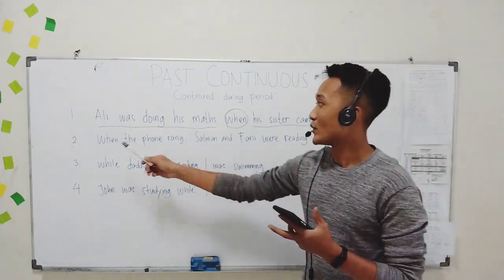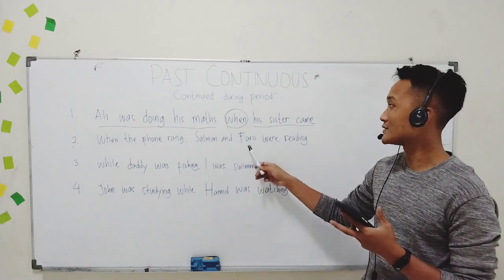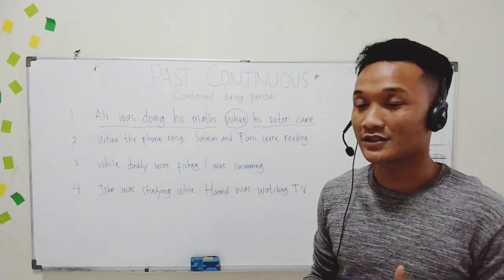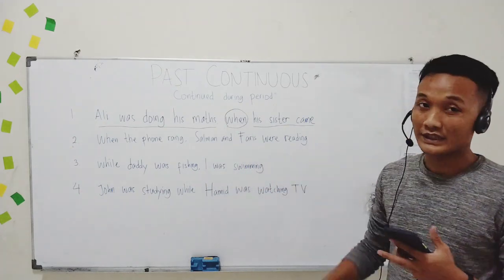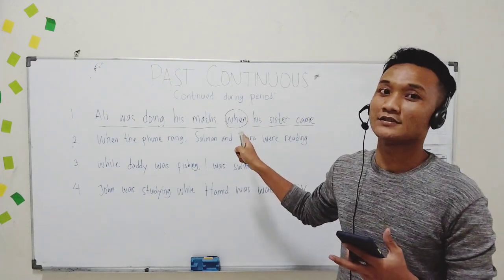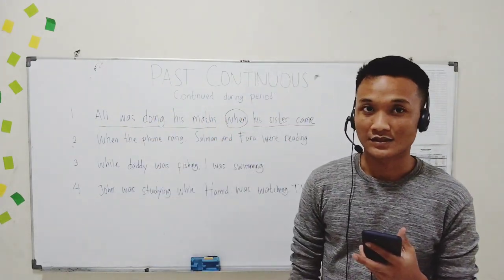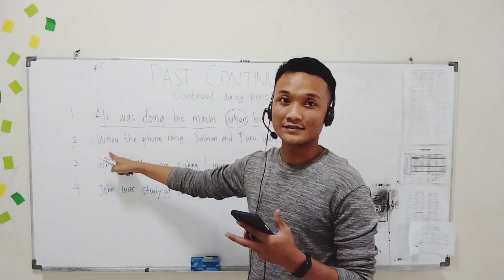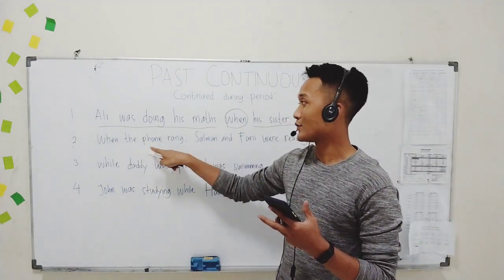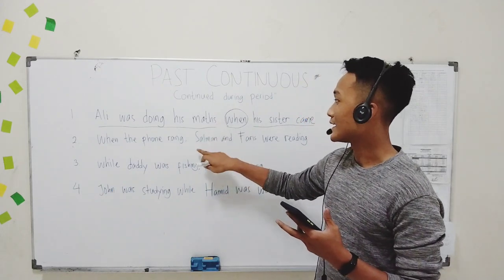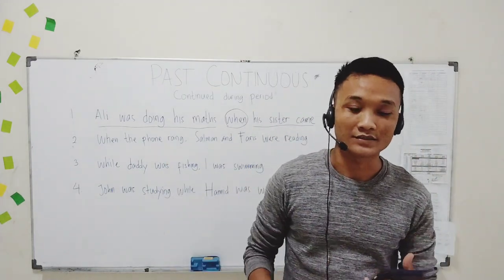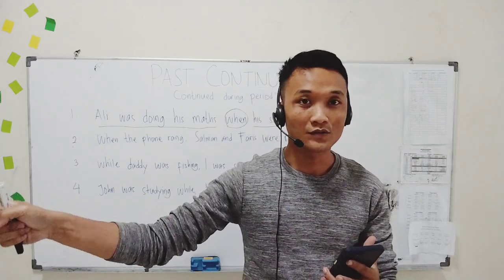And then number two: When the phone rang, Salman and Faris were reading. When the phone rang becomes the first action, and the second action is Salman and Faris were reading. So don't forget, we can put when in the middle of the sentence or in front of the sentence. When we put when at the beginning of the sentence, don't forget to give a comma after the first activity is finished: When the phone rang, comma, Salman and Faris were reading. So in this context, Salman and Faris were reading a book, and suddenly the phone rang.